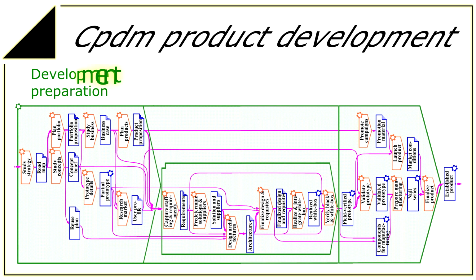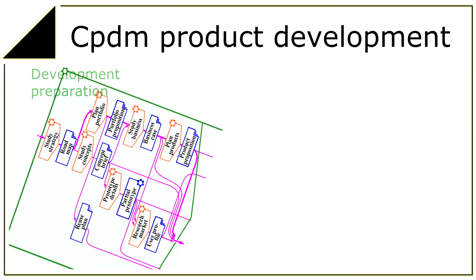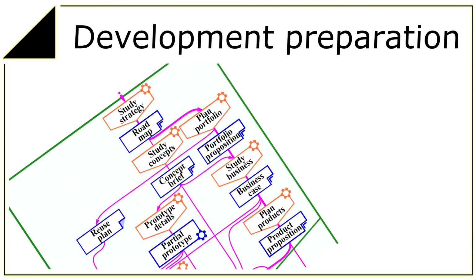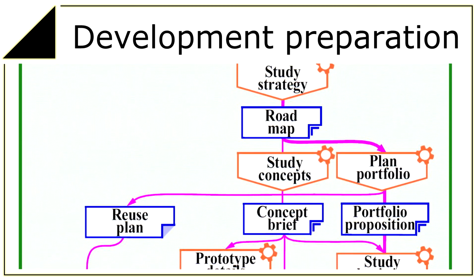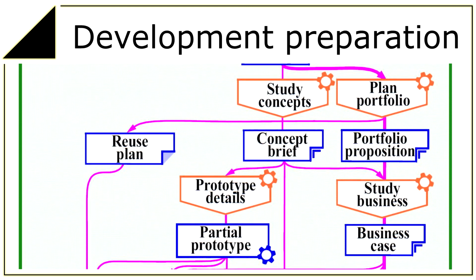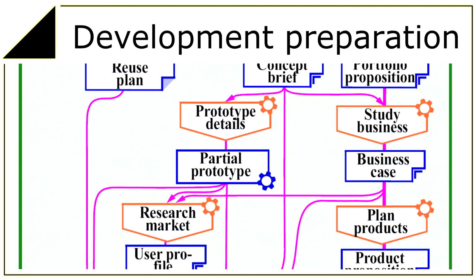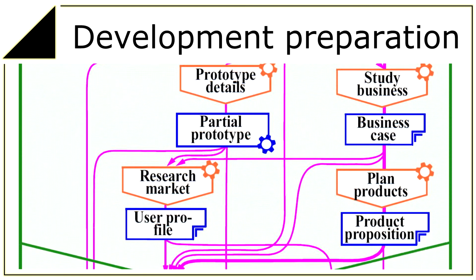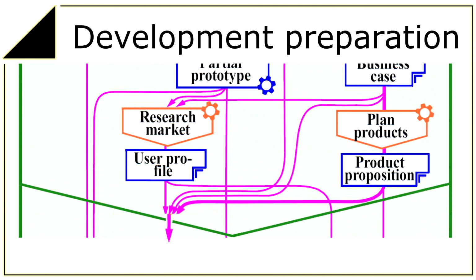The product development consists of development preparation, technical development and pre-manufacturing. The development preparation starts with the idea and prepares it for technical development. Development preparation contains strategy for market and business roadmap and concept study of the product, planning the portfolio which contains the product and how to reuse components within the portfolio, a business case for the product, prototyping to evaluate detailed technical risks, a user profile for how the product is expected to be used, and a final plan for the product.